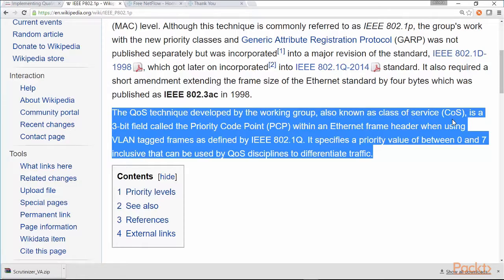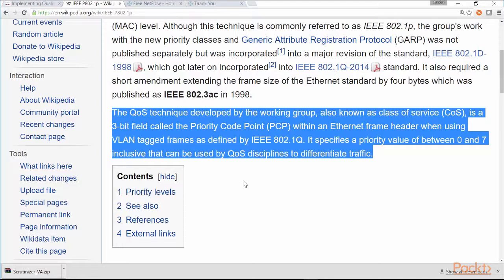So class of service is a 3-bit field which is called the priority code point. It's within an Ethernet frame header, and even when using VLAN tagged frames, it specifies a value of between 0 and 7, which can be used by QoS disciplines to differentiate traffic. So what all that basically means is that within the Ethernet header, there are 3 bits that are called the priority code point, and obviously 3 bits will allow you to have 8 values between 0 and 7, and you can assign these frames the values from between 0 and 7 depending upon the requirements.